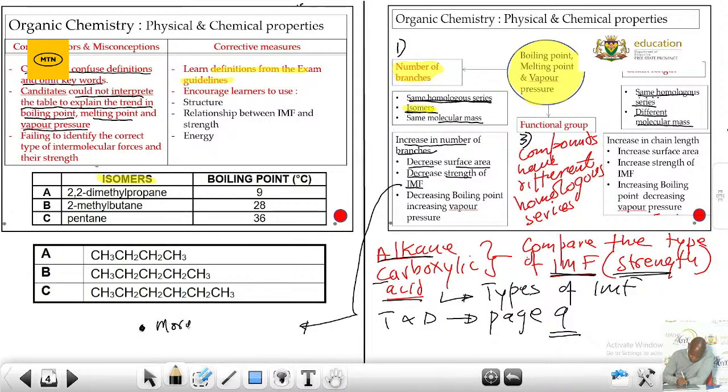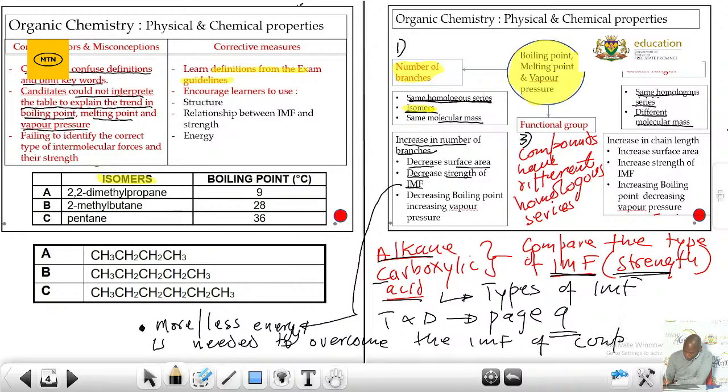The last bullet is always: more or less energy is needed to overcome the intermolecular forces of the compound that we are referring to. It becomes an easy way of giving the examiner exactly what we need in terms of allocation of marks. After concluding on the strength of the intermolecular forces, it is critical to also include the amount of energy, either more or less, that is needed to overcome, not to break, the intermolecular forces of the compound that we are referring to.